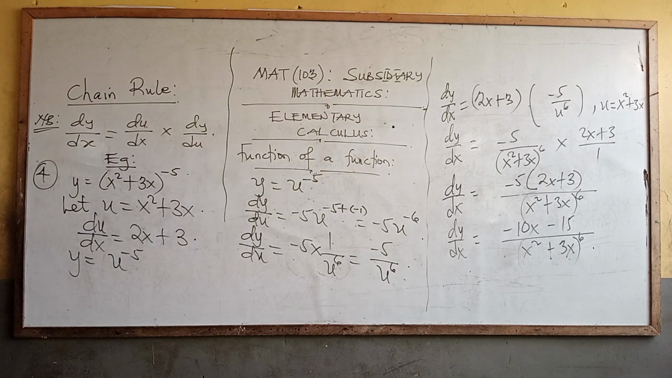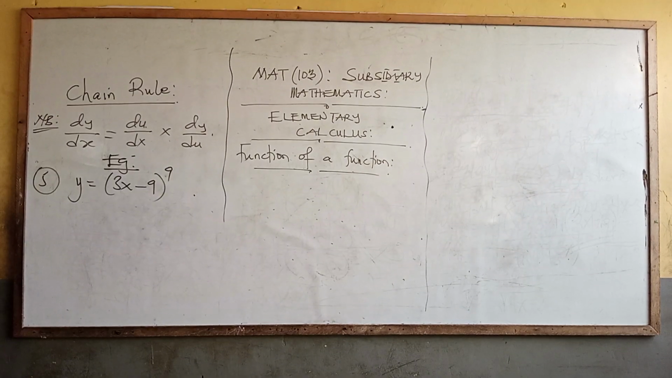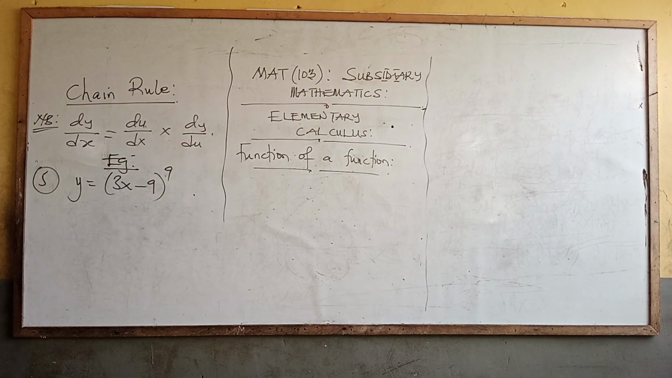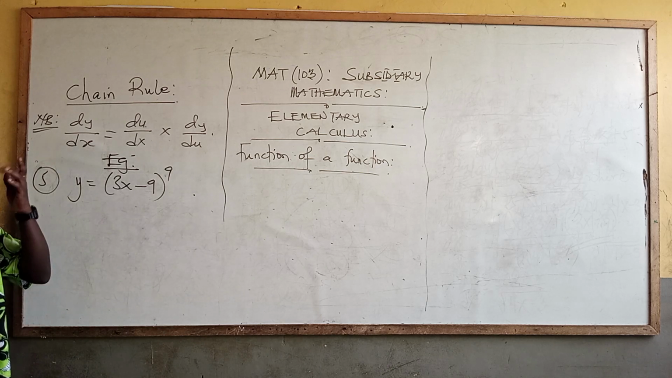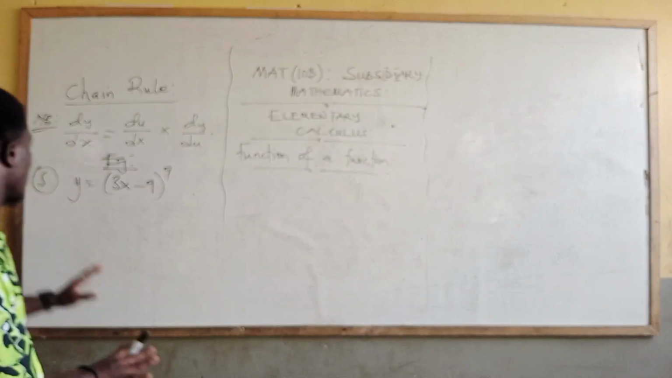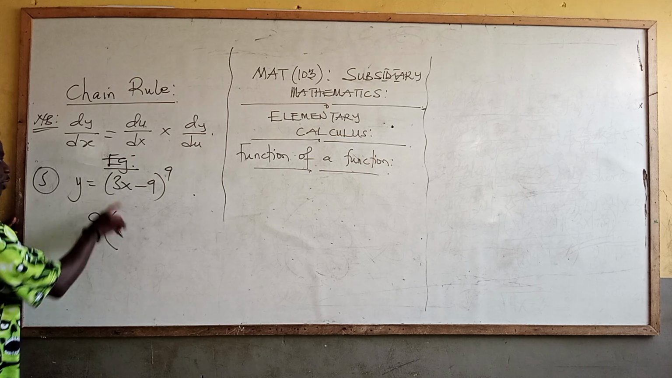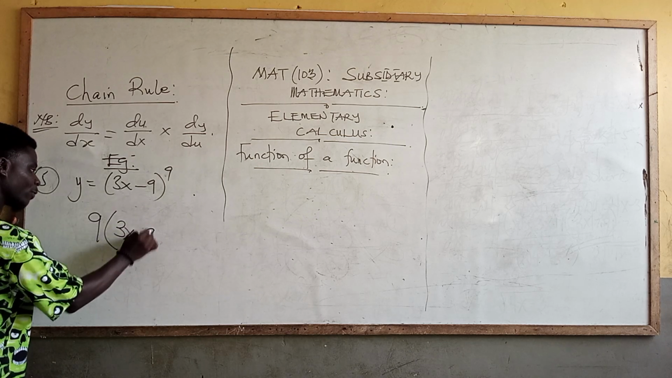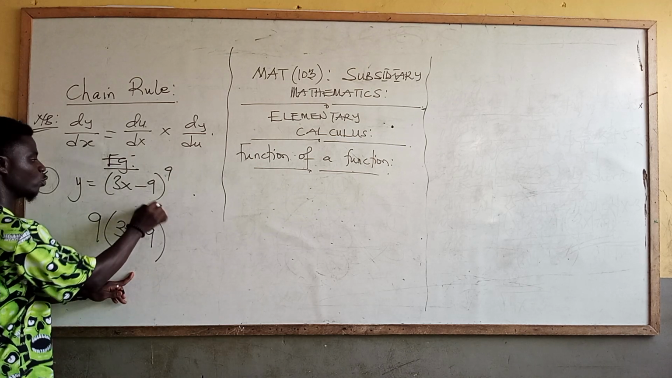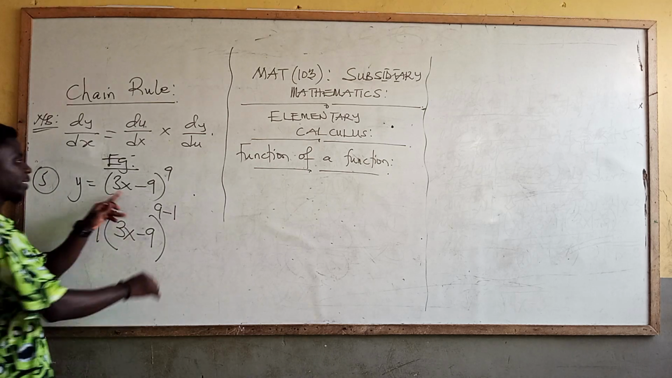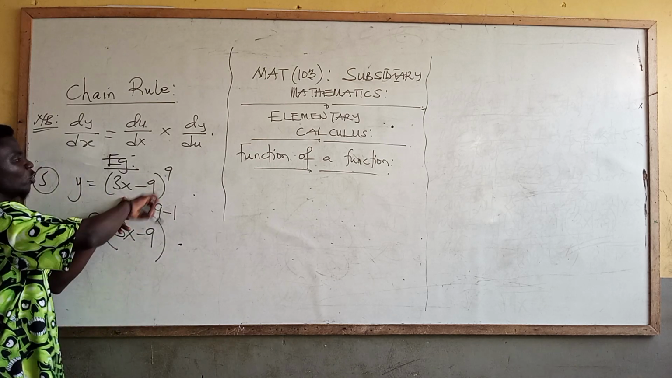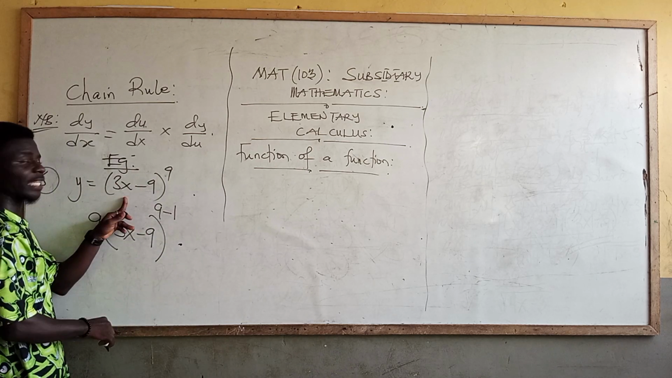Let's see our last example, example 5. This is our last example we are doing here. So I said if it is objective, this is how you go by it. The 9 will drop off, then use it to multiply the expression inside the bracket. You subtract 1. Then you differentiate the expression inside the bracket.